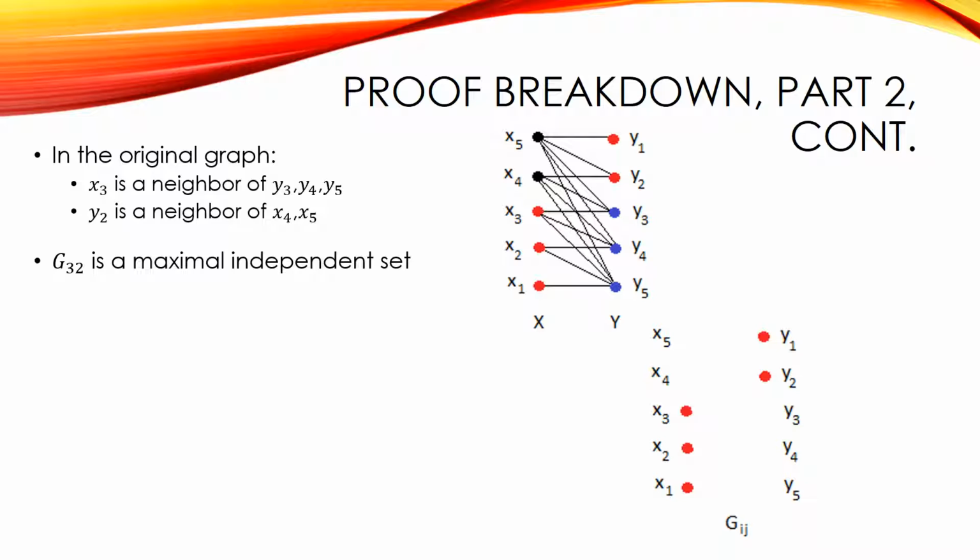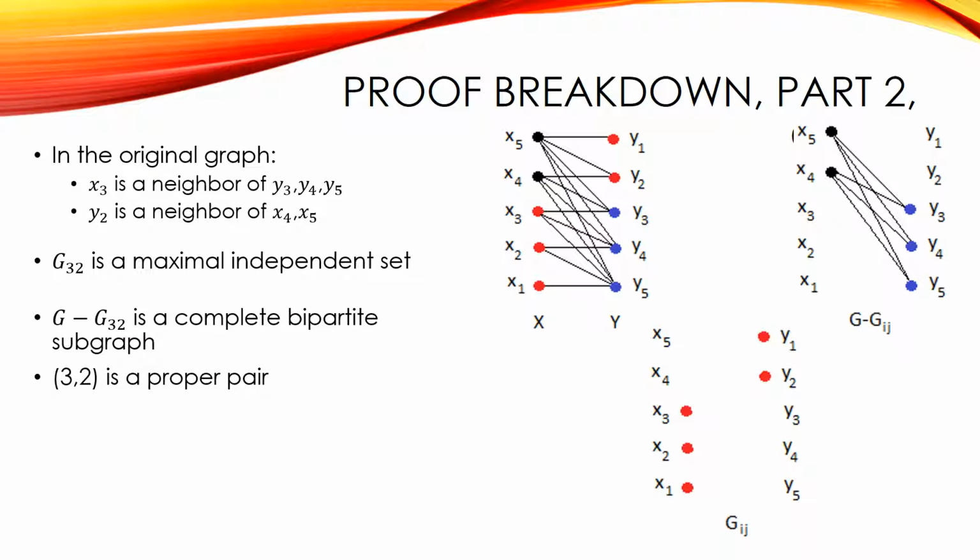And if we look at the induced subgraph of those 5 vertices, they share no edges. So they're an independent set. Further, we cannot add any more vertices to this set, because if we add any more vertices to the set, then we're no longer going to have a bipartite graph. So we cannot do that. So it's maximal. So G sub 3, 2 is a maximal independent set.